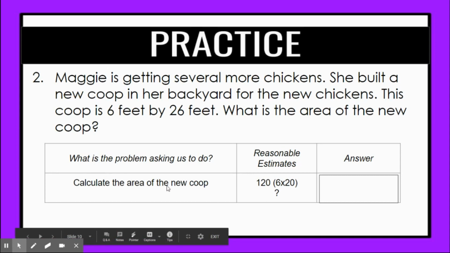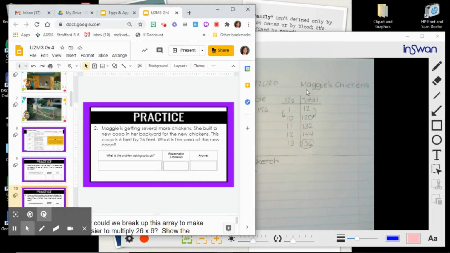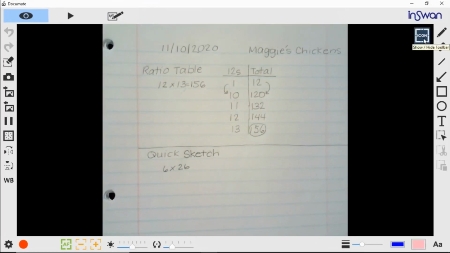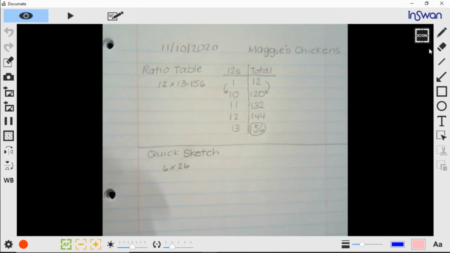So now let's go back to our notebook. To solve this one, we're going to solve it a different way. In your notebook, this time we're going to use a quick sketch. So go ahead and write that in. And the problem we're solving, of course, is 6 times 26.